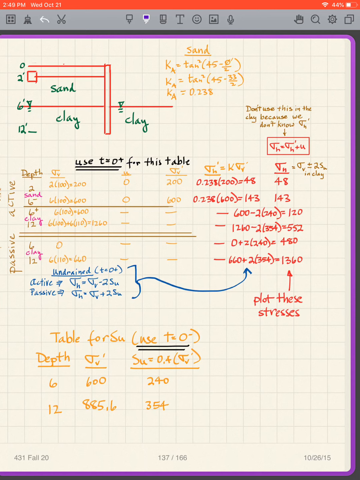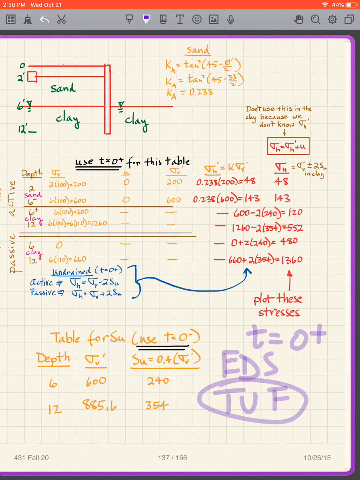Now, this is where we have to think it through a little bit. We're always doing our EDS, tough situation. And what do we find? We're at t equals 0 plus. Well, what is that? That is our undrained situation, right? No time has passed. So total undrained fast in the clay.